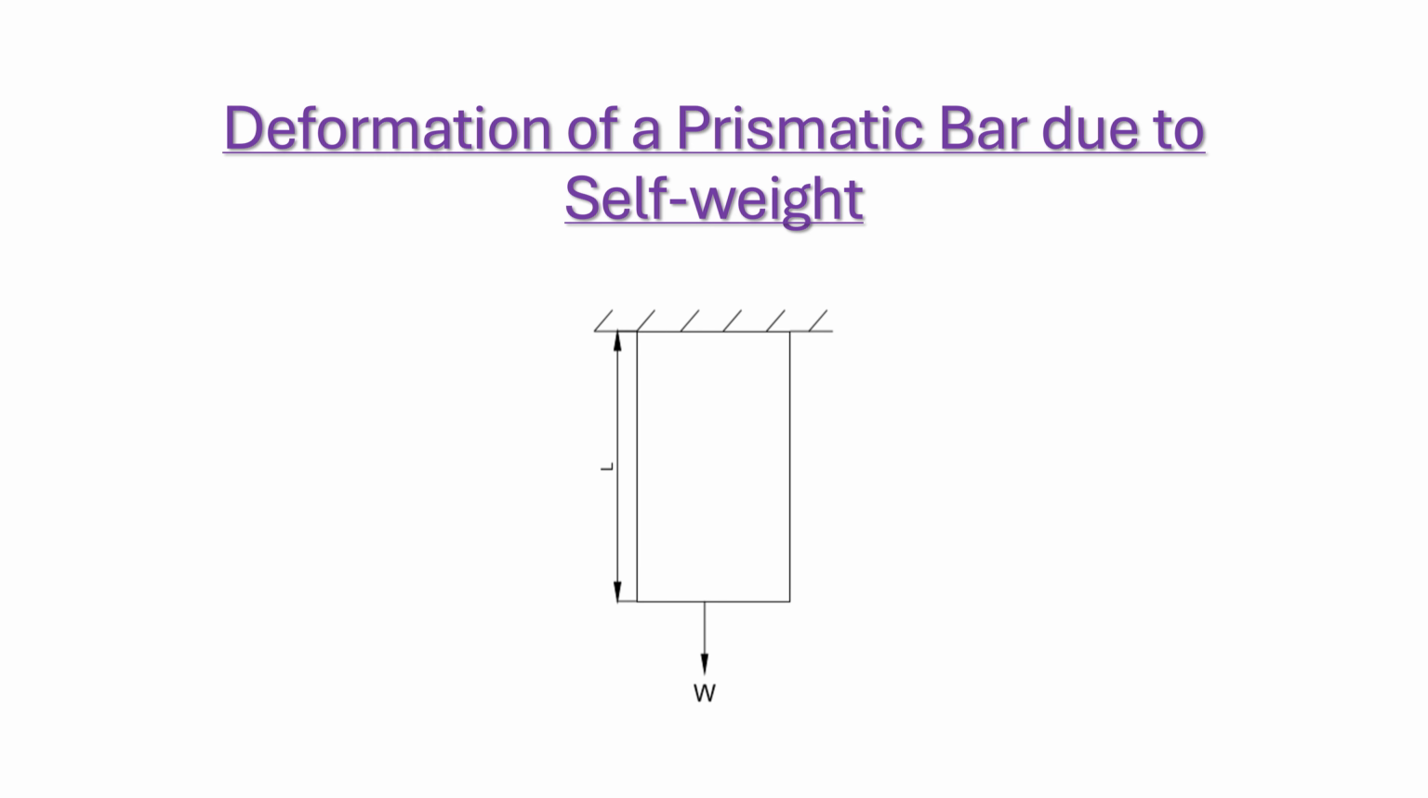Unlike an external axial force that acts uniformly across the entire length, a bar's self-weight acts gradually. The very top section carries the weight of the entire bar below it, while the bottom section carries almost nothing. In this video, we will see the exact formula to calculate elongation of a bar due to its self-weight.